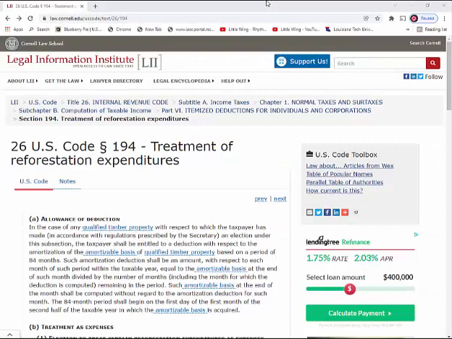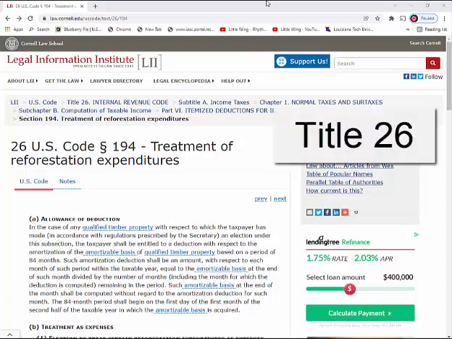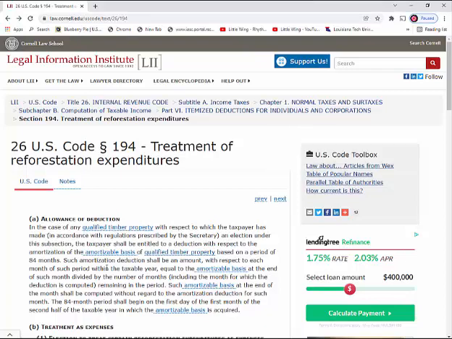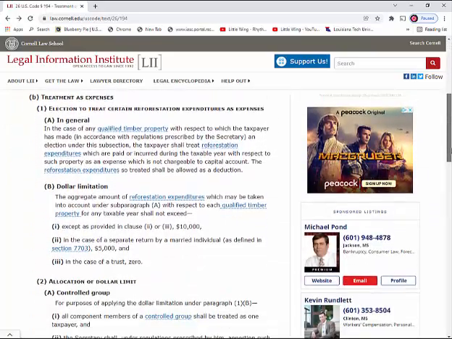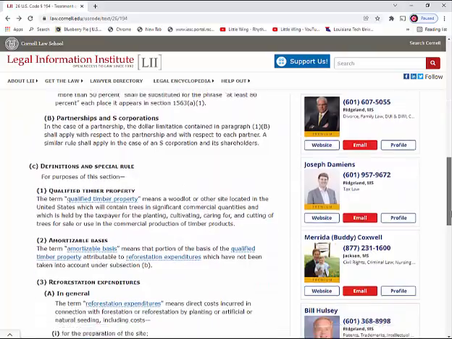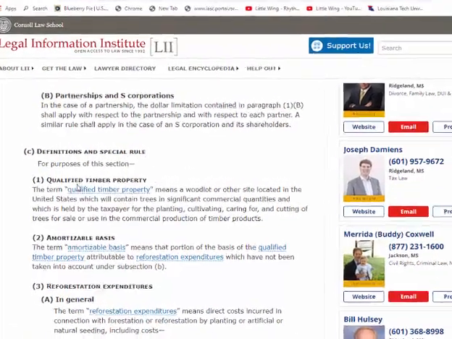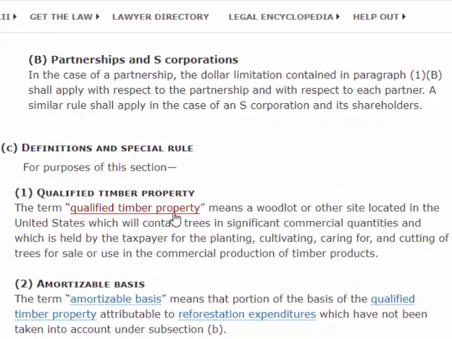A good question is, what is a qualified timber property? Well, we can look at Section 194 of the U.S. Code, and we can see here the allowance of deduction where it describes the deduction and amortization program. And we can scroll down here to definitions and special rule, qualified timber property. The term qualified timber property means a woodlot or other site located in the United States which will contain trees in significant commercial quantities and which is held by the taxpayer for the planting, cultivating, caring for, and cutting of trees for sale or use in the commercial production of timber products.